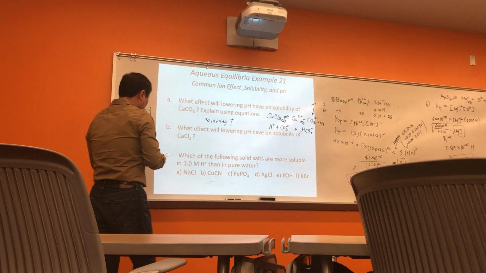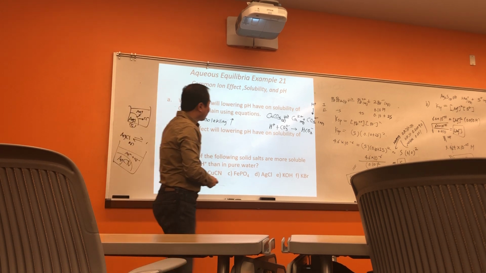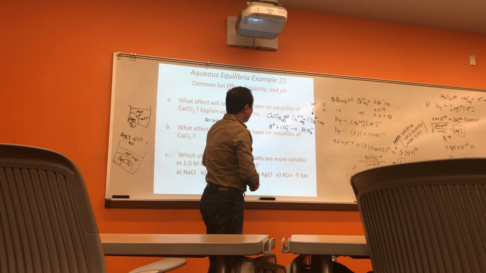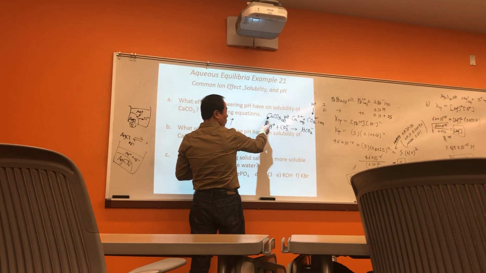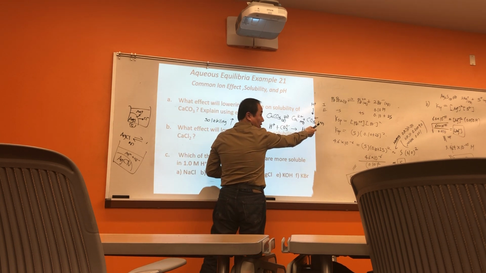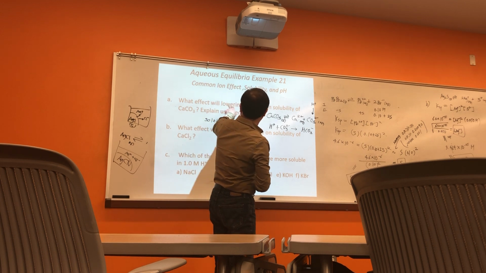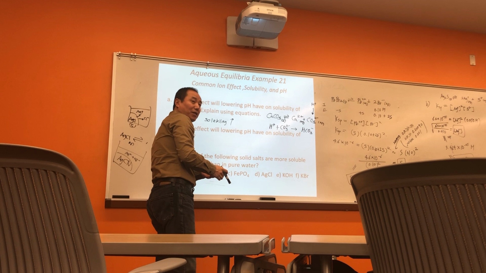So what if you see this on the exam? How do you explain? Well, you have to explain basically just like this. Okay? So you can write without any help, you have this equilibrium situation, but because you are adding acid. How do you know you are adding acid? Because you are lowering pH. Lowering pH means you are adding acid.